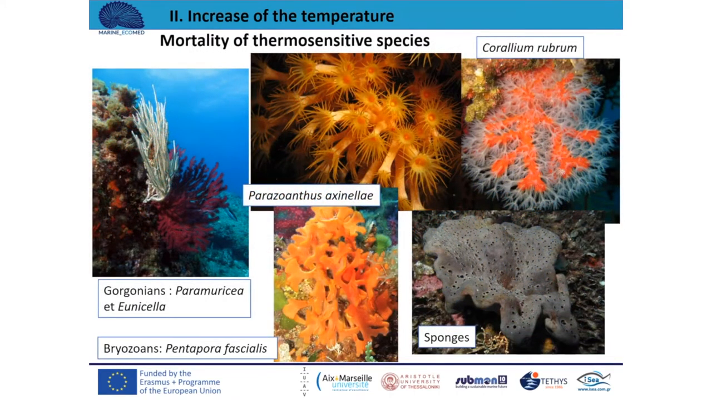Here you have some examples of species concerned by the mass mortality, and you can see gorgonians, for example, Paramuricea and Eunicella, bryozoans, sponges, and all these invertebrates were affected by the mass mortality event.